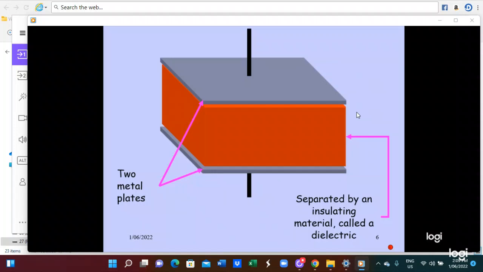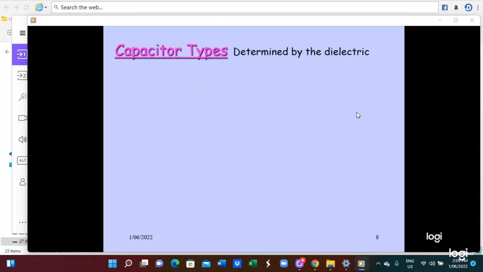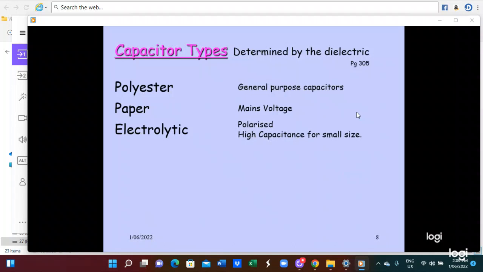Factors affecting the capacitance: dielectric strength, dielectric constant, divided per meter. Capacitor type is determined by the dielectric strength. Polyester is a general purpose capacitor. Paper capacitor is for mains voltage. And electrolytic is a polarized, high capacitance capacitor for small size. Tantalum is a polarized, high capacitance capacitor for very small size. And ceramic and plastic are other kinds of capacitor.